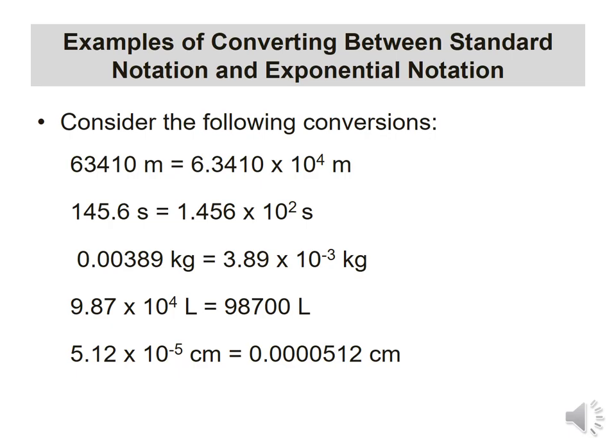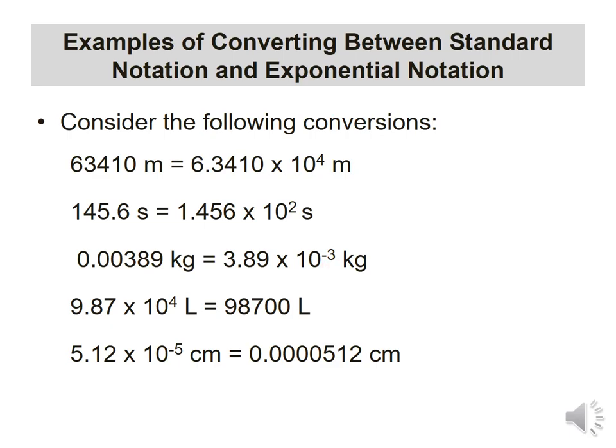And over here, this one, if I want to get it between 1 and 10, I'm moving 1, 2, 3 places to the right now. So I'm still going to write 3.89, but since I had to move 3 places the other way, it's going to be a minus 3 up here for my power of 10.